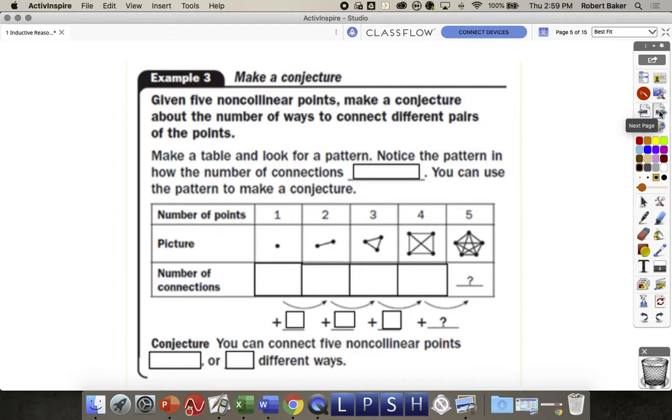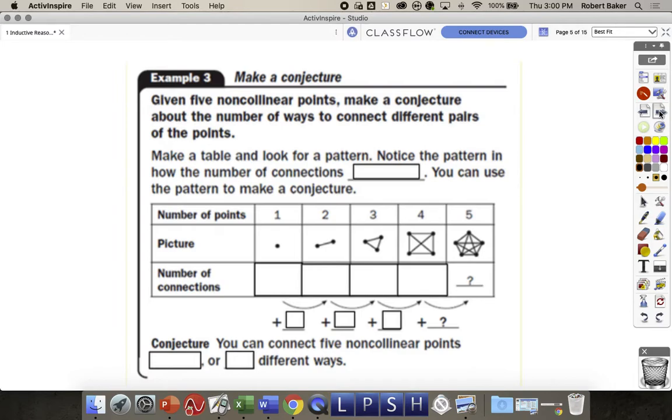Here we go, now it's geometry. Given five non-collinear points, make a conjecture about the number of ways to connect different pairs of the points. So your conjecture is skeletonized down here. It says you can connect five non-collinear points blank different ways. That is your conjecture, that is your statement based on observation. So we have to figure out how many different ways you can connect five non-collinear points.